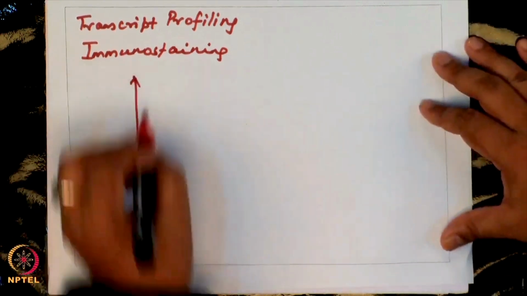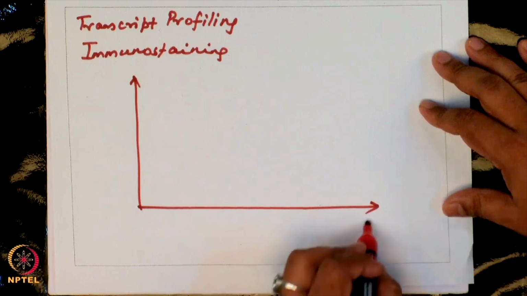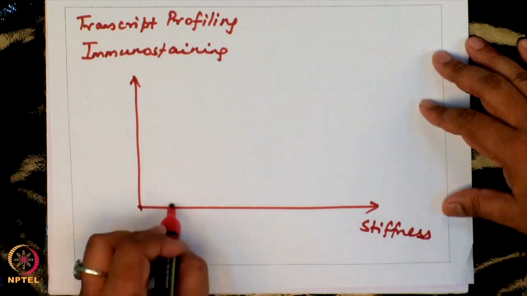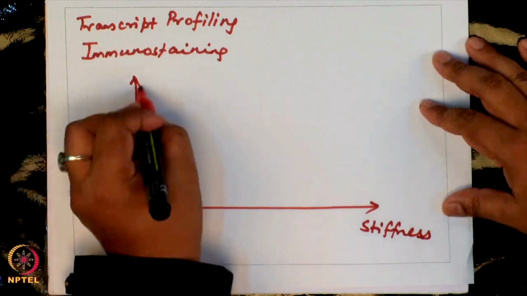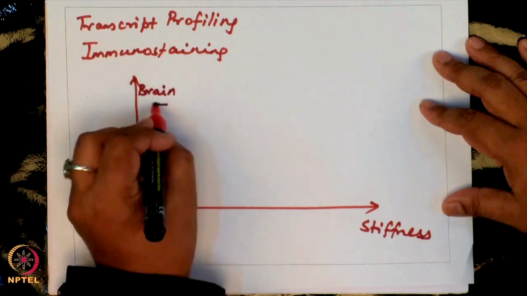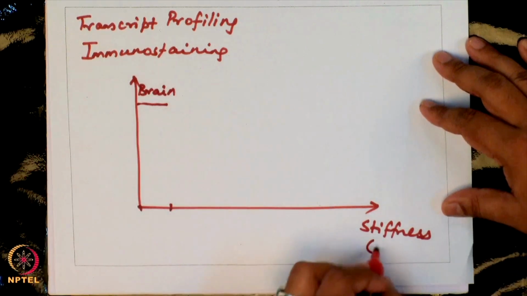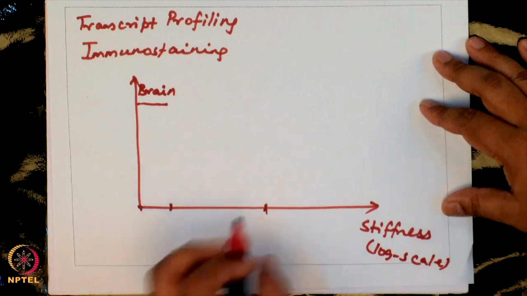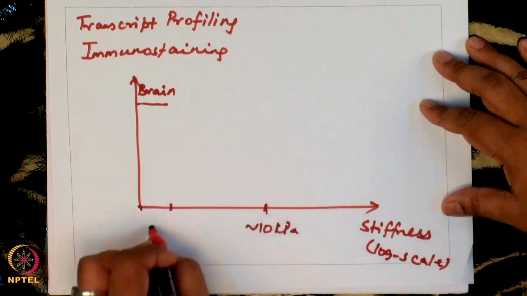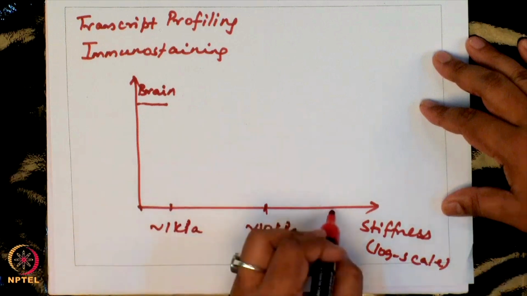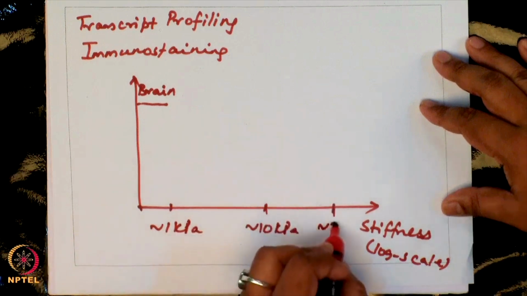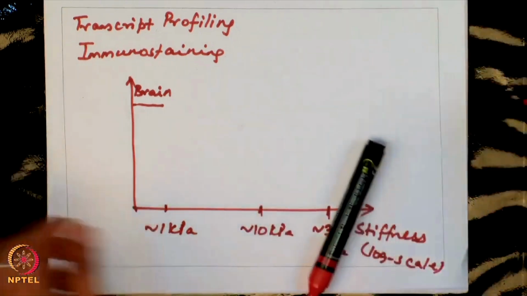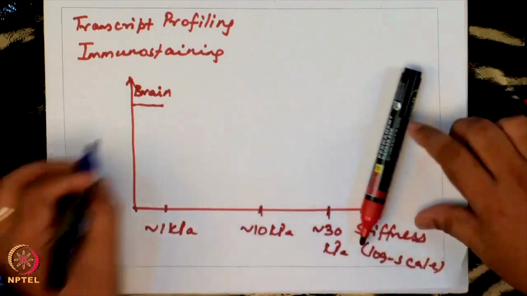So, if I were to plot as a function of stiffness, okay, you have 3 zones, the softest zone in which you have brain mimetic. So, it mimics the brain, soft range. This is in log scale. You have a zone which mimics, so this is order 1 kPa, order 10 kPa, okay, and order 30 kPa. Okay. So, let me draw with different colors for each of the 3 things.